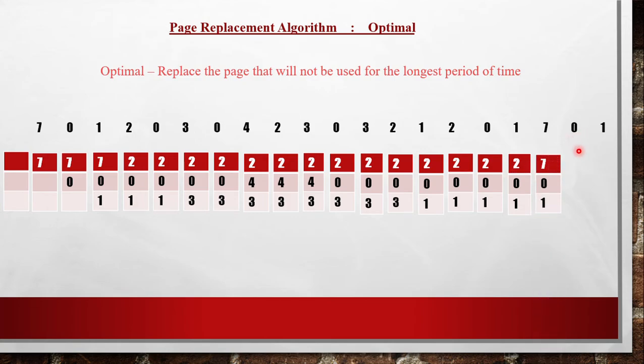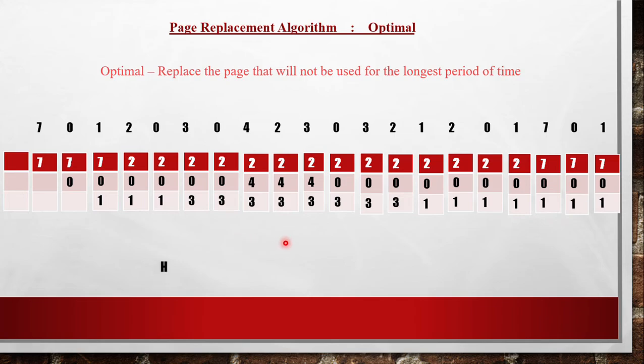The next reference is 0, which is already present, so it is a hit case. Hit means we just repeat the same frame. 1 is the last reference coming here. 1 is already present, so this is also a hit case. So we repeat the same frame once again. So this is a hit. Here also we can see this is a hit.